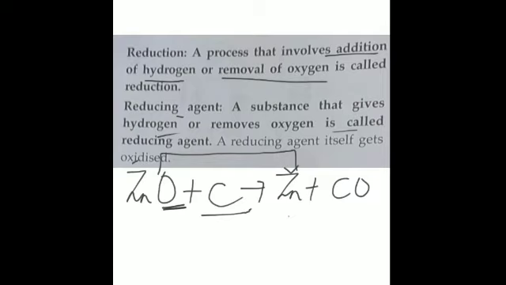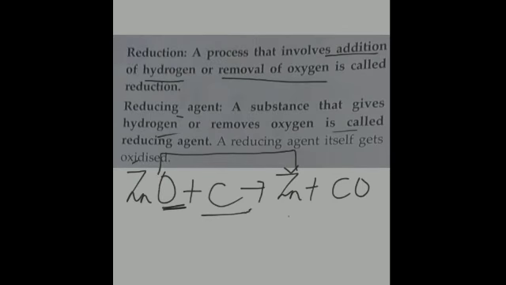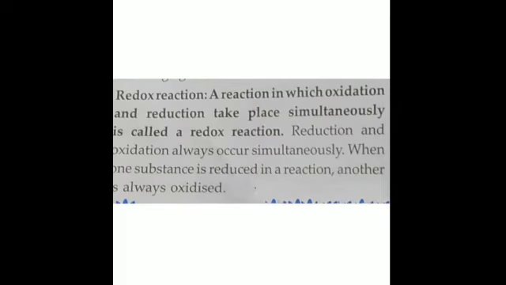So generally when reduction is taking place, simultaneously oxidation is also taking place. So a reaction in which oxidation and reduction take place simultaneously is called a redox reaction. Is it clear? It is called a redox reaction. And when one substance is reduced in a reaction, another always gets oxidized.